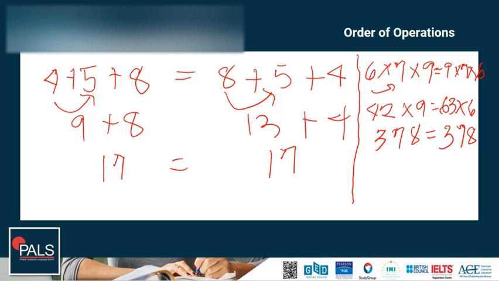Okay, by the way, before we proceed to another property, I want you to take note that the associative property applies only to addition or multiplication. It does not pertain to subtraction or division. So remember, associative property is only applicable to addition or multiplication. Okay, and now let's proceed to distributive property of multiplication over addition and subtraction.